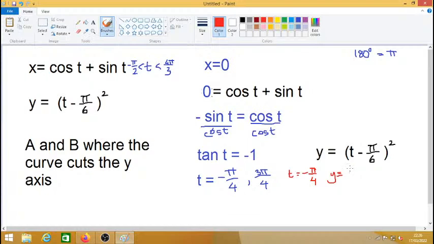Okay, that works out to be 25 pi squared over 144. Next, you take the next t value. So the next t value is 3 pi over 4. Do exactly the same thing. Just substitute it into the y equation. Let your calculator do the hard work. Just type it in, 3 pi over 4, take away pi over 6, in brackets, all squared. And if you do that, you should get 49 pi squared over 144.